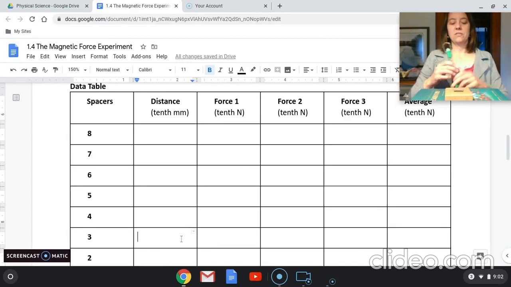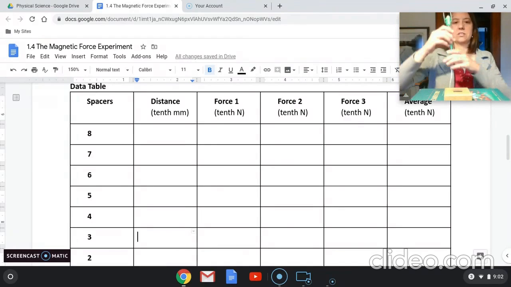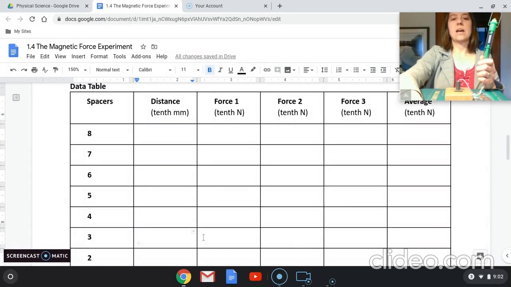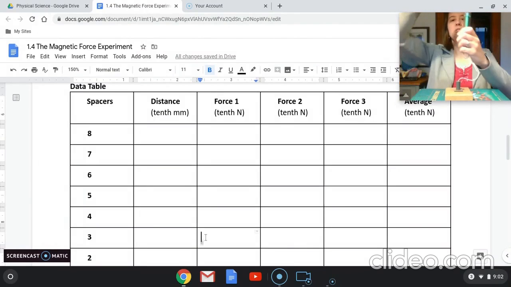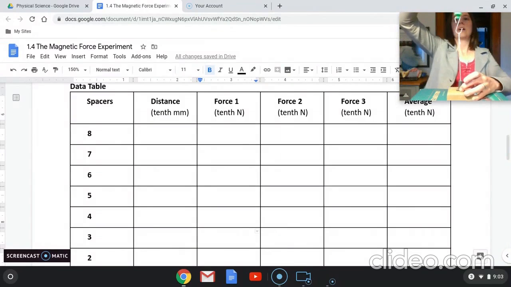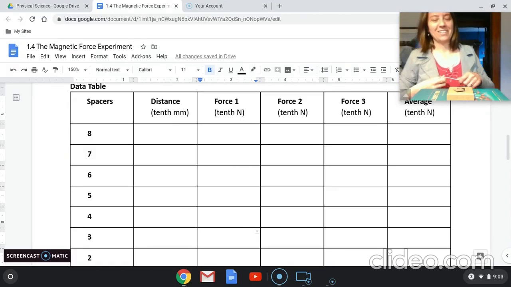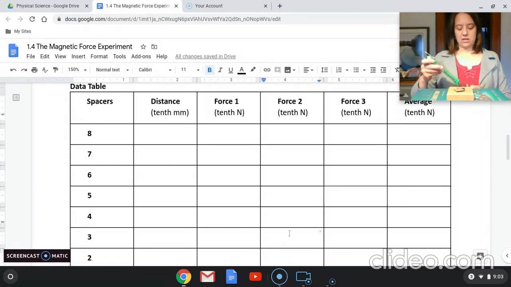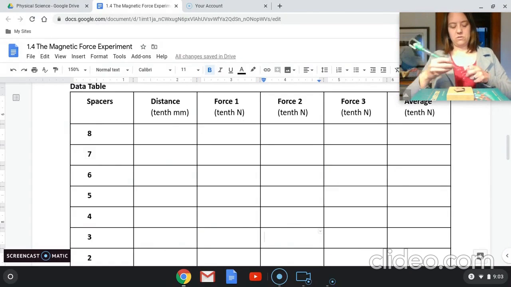And then we'll come over here and I remove 1. So we have a total of 3 spacers. So 3 times 1.1 equals how many millimeters? Write that down. And then let's move to trial 1. Okay, so I have 1, 1.5, 1.6, 1.7, 1.8, 1.9, 2, 2.1, 2.2, 2.3, 2.4, 2.4. So please write 2.4 newtons there.